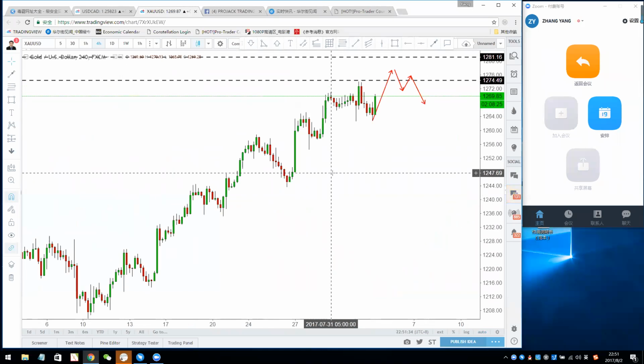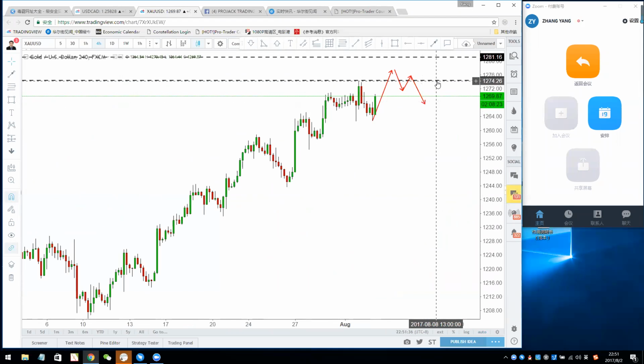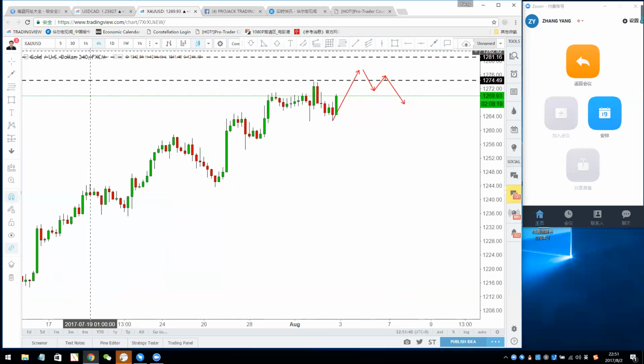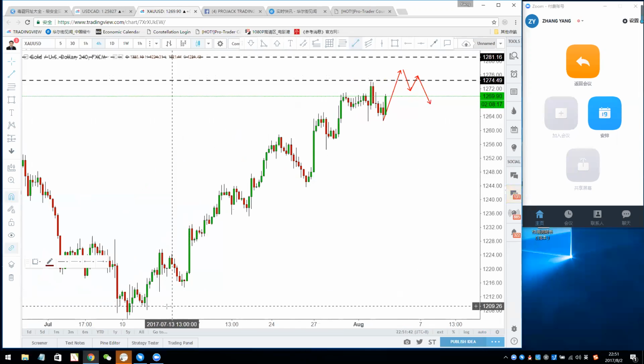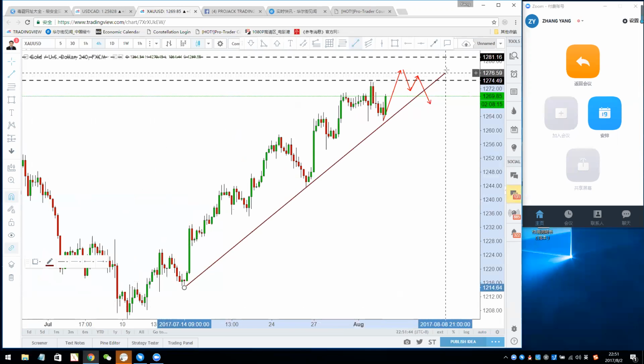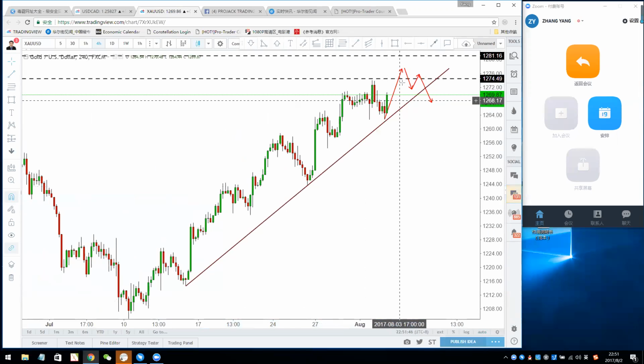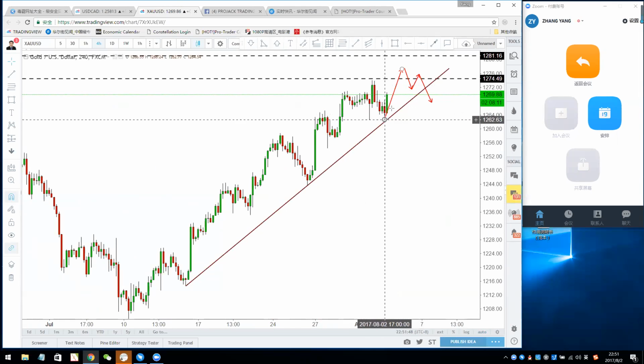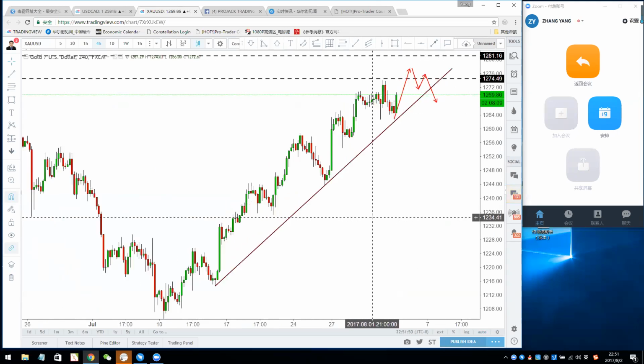No, not sell now. Wait for it goes to 1275 to 1281. Yeah. Now it's still in the upside channel. It's still in uptrend. You want to buy. You want to buy the pullback. You want to hold your long to 1275. Okay.